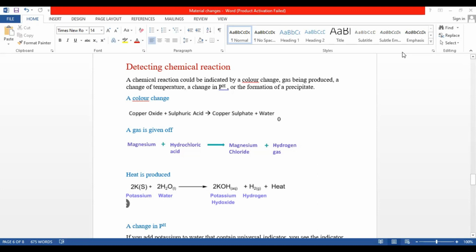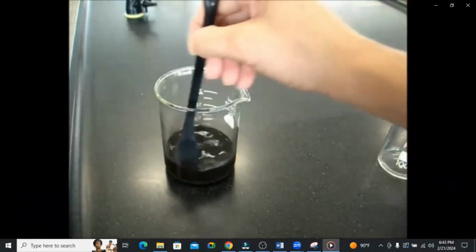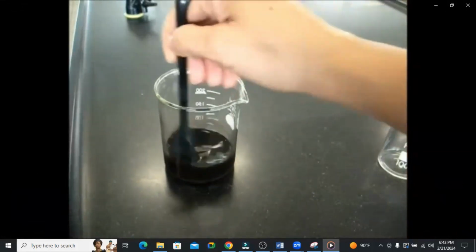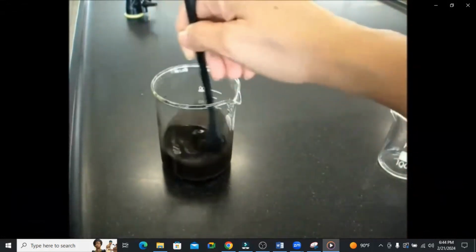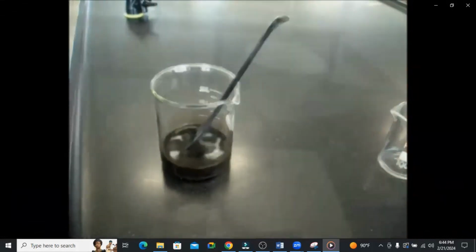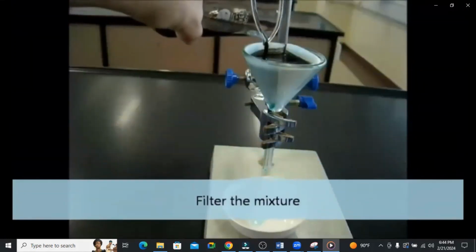Now we will see one example of a color change during a chemical reaction. Copper oxide and sulfuric acid react and form copper sulfate and water. We will see what the color change is. This is the reaction between the sulfuric acid and copper oxide. You can see a blue color solution is forming. The color is not clear here, so we are going to filter the solution to observe the blue color. At the beginning, there's no color like this, but after the reaction, blue copper sulfate has formed.